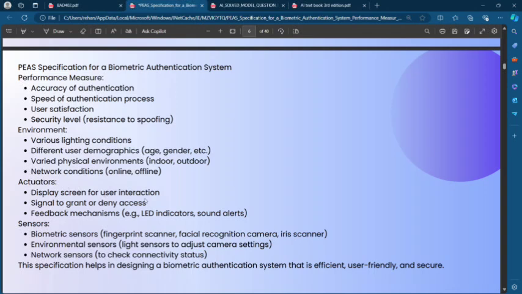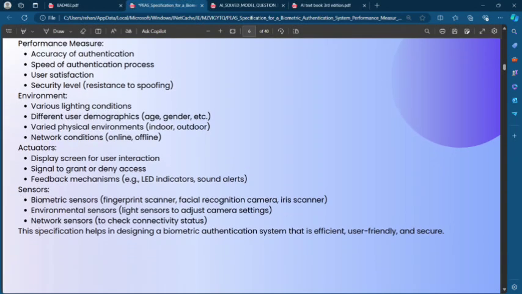Then signal to grant or deny access. Then feedback. Suppose the fingerprint was wrong, it should display an error, or the face was not recognized. That is nothing but the actuator. It should signal to grant or deny access. Then feedback mechanisms like LED indicators and sound alerts. If you try a password multiple times, it shows error, try again. And if you put the wrong password multiple times, it will lock. That again comes under the performance measure, security level.